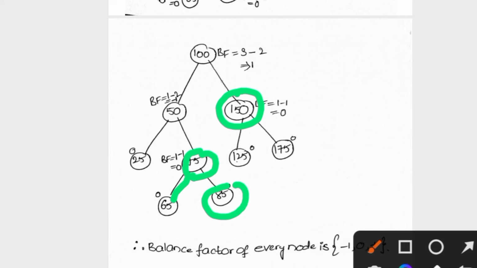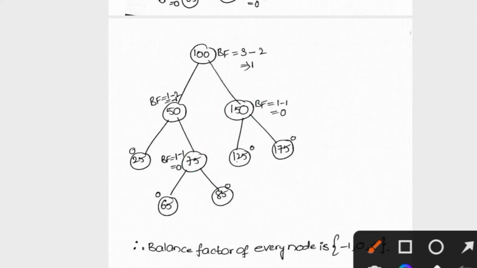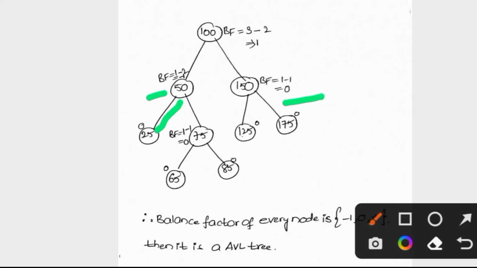Now BF is equal to, the left side has one node, so that means one level, 1, minus the right side, which also has a node, 1 minus 1, so the balance factor is 0. Now we have to calculate the balance factor for the next node. How many levels are there on the left? Only one level, so 1, minus, and on the right side there are two levels, one level here and this is also one level, so two levels.